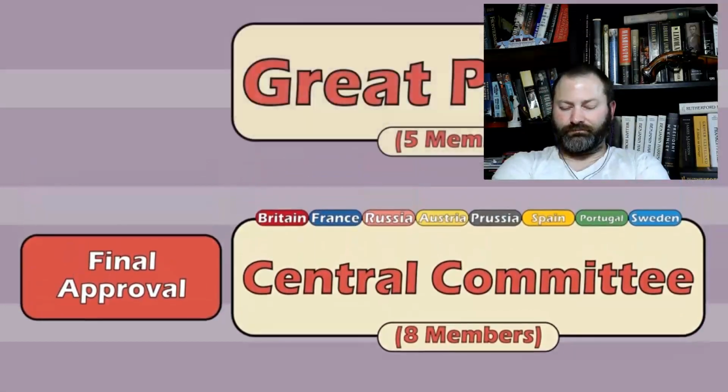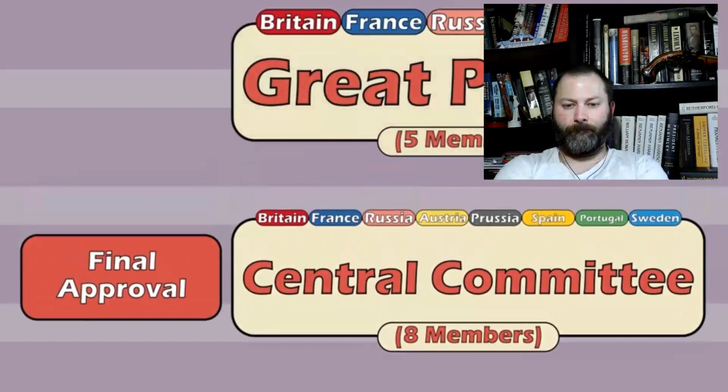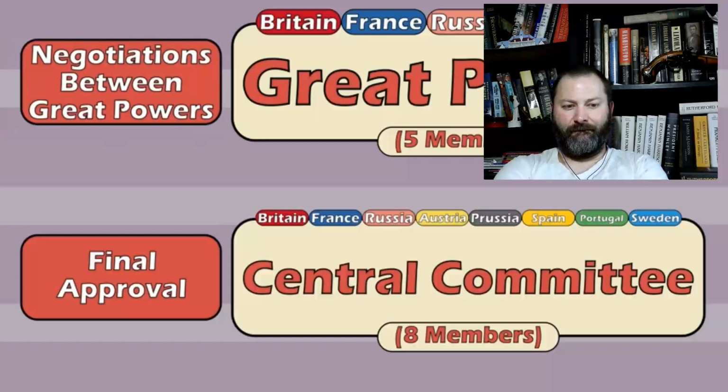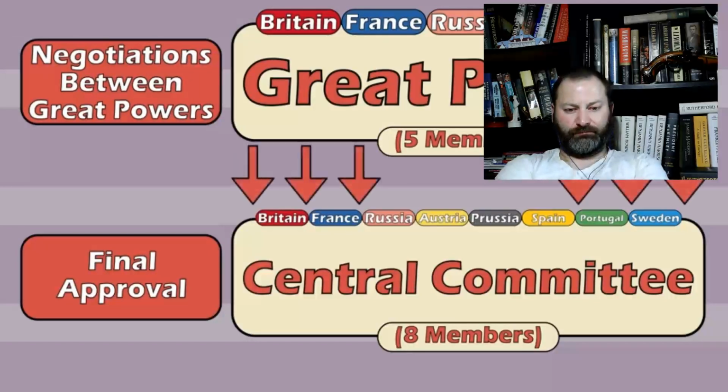But the 5 great powers agreed to cut out the Central Committee by negotiating informally among themselves. If the great powers could hammer out a consensus, they could steamroll the Central Committee and the rest of the Congress. In the end, this was where the real power lay.